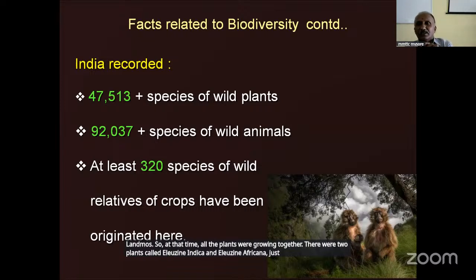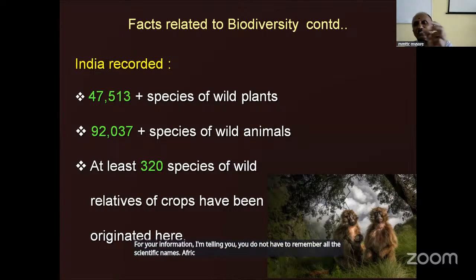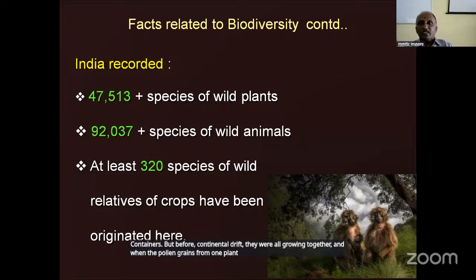Just for your information, I am telling you. You need not remember all these scientific names. Africana is one species, another was indica. Indica was in the Asian continent. Africana is in the African continent. But before the continental drift, they were all growing together. And when the pollen grains from one plant to another plant were transferred, and the seed set was about to be formed, the continental drift took place.